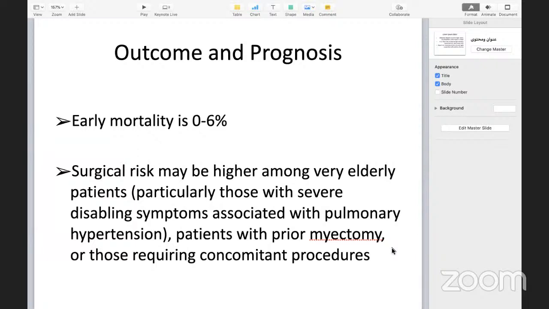For the outcome and the prognosis, early mortality is 0 to 6%. The surgical risk might be higher among very elderly patients, particularly those with severe disabling symptoms associated with pulmonary hypertension, or patients with prior myectomy, or those requiring concomitant procedures.